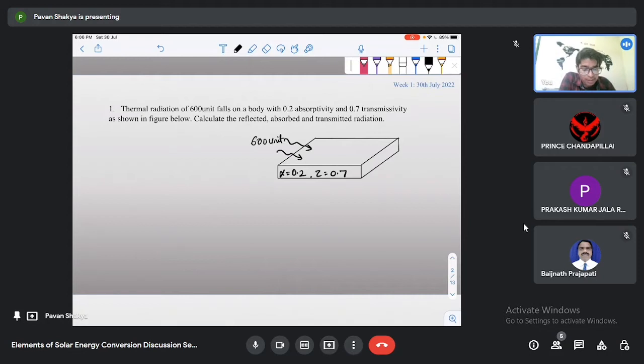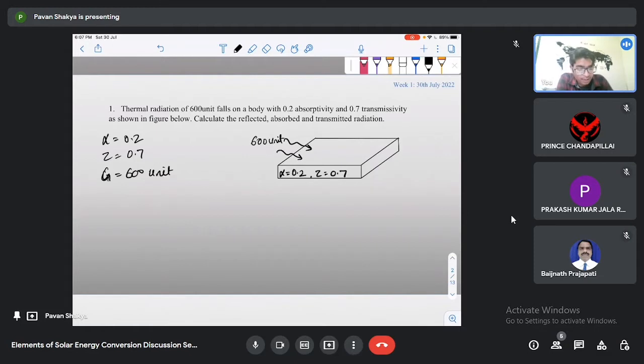So the problem is: thermal radiation of 600 units falls on a body with 0.2 absorptivity and 0.7 transmissivity, as shown in the figure below. Calculate the reflected, absorbed and transmitted radiation. So first, the given data are: absorptivity is 0.2, transmissivity is 0.7 and the radiation given is 600 units. The question asks for the reflected, absorbed and transmitted radiation.